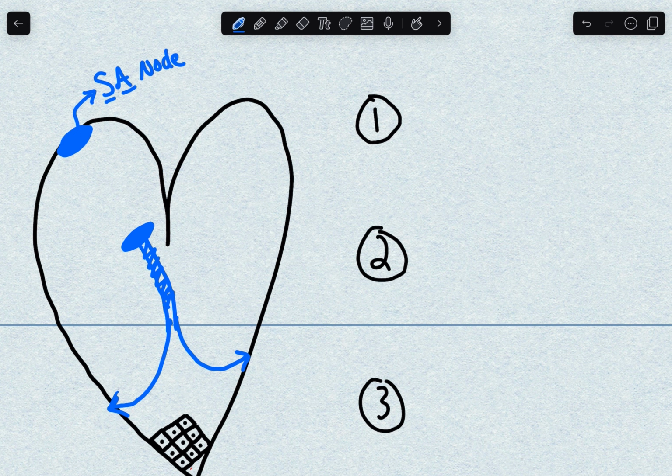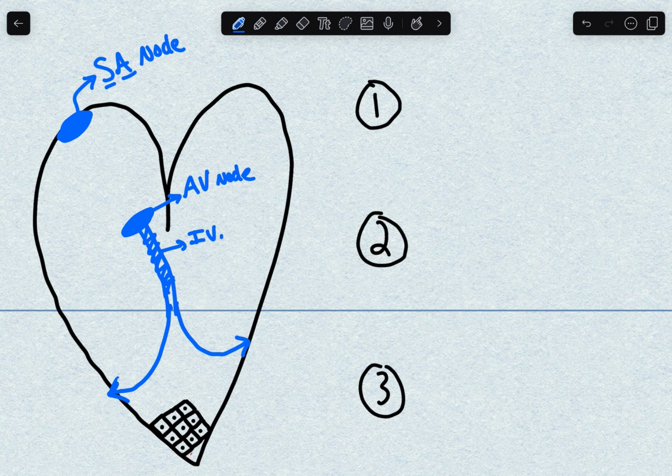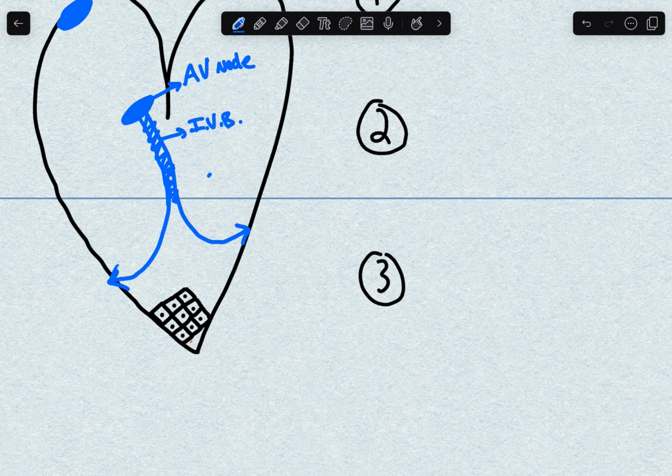The next tissue is the AV node, or the atrioventricular node. We then move downward into the interventricular bundle, or the bundle of His as it used to be called. This bundle splits into a left and right bundle branch, and further into small Purkinje fibers.